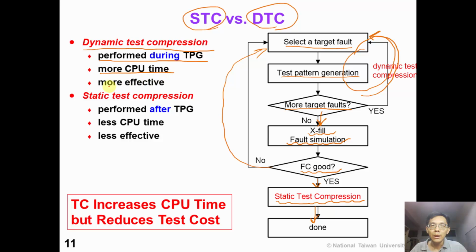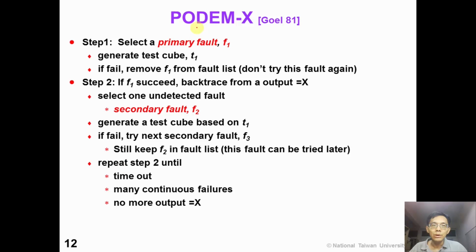It requires more CPU time, but it is more effective than static test compression. On the other hand, static test compression is performed after the test patterns are generated. It requires less CPU time, but the effectiveness of STC is worse than dynamic test compression. In summary, test compression techniques increase the CPU time, but hopefully we can reduce the test application time, so this investment is worthwhile. We will introduce a simple dynamic test compression technique called Poden-X, proposed by Goel in 1981. The Poden-X algorithm is based on the PODEM algorithm with some small modification.